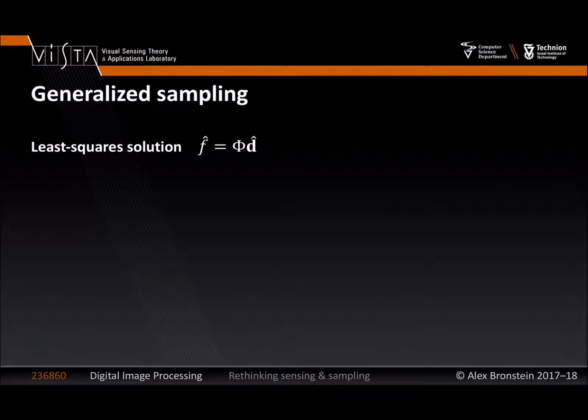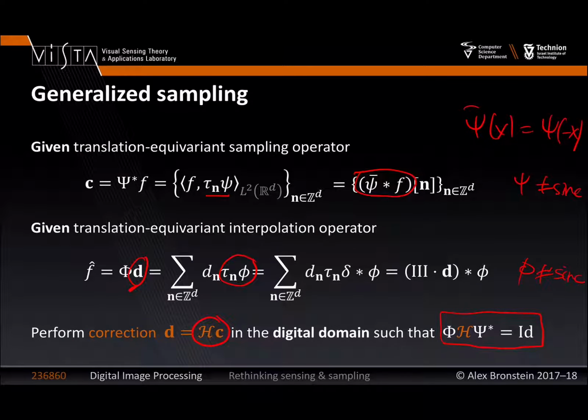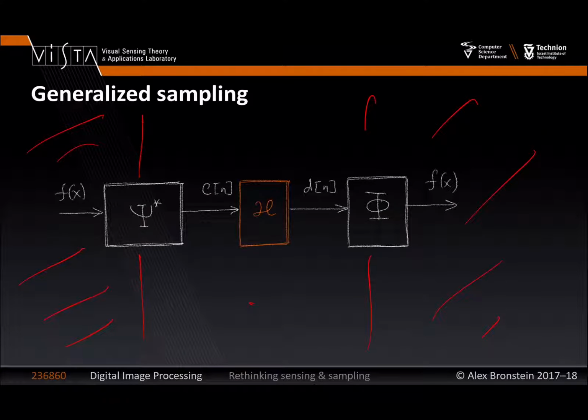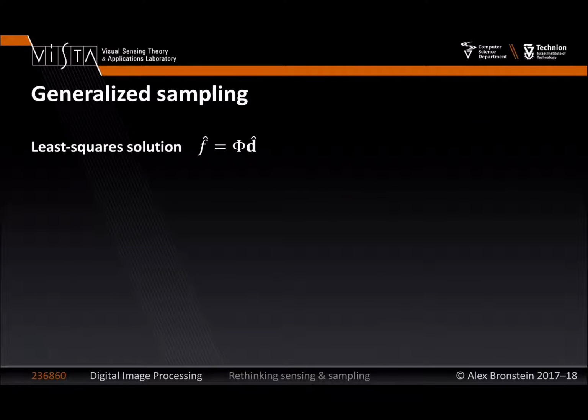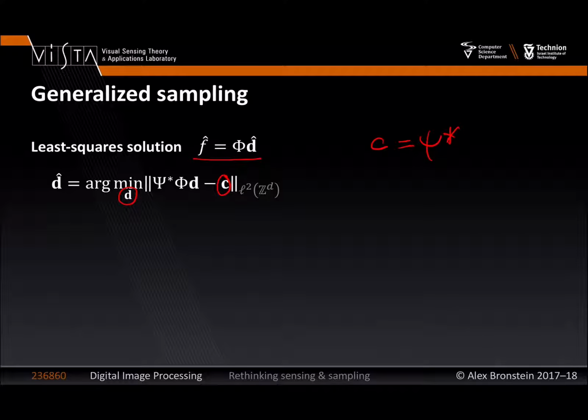So let's do a least squares solution. And this is not the only criterion, but let's just do a least squares solution. I remind you that we would like to find a system H that satisfies this. Typically, it will be impossible to satisfy perfectly. Let's satisfy it in the least squares sense. Okay. So our estimated signal is phi d hat. D hat is the solution of this minimization problem. Okay. So you can call this map from the given input C, which is our sampled observation. Sampled observation is this psi hat f.